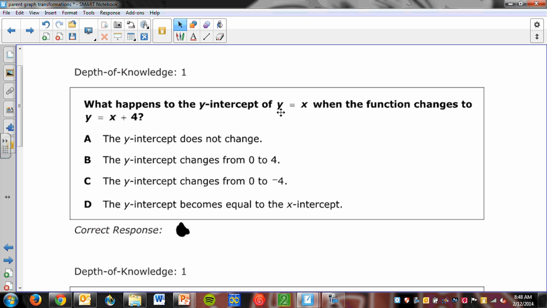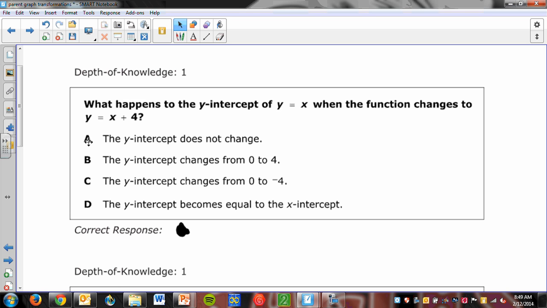What happens to the y-intercept of y equals x when the function changes to y equals x plus 4? Remember, we're looking at this 1x plus 0, so it changes from 0 to positive 4. So the y-intercept changes from 0 to positive 4. If this one was plus 4 and this said like 2x plus 4 or whatever, with plus 4 the same, they'd be the same.